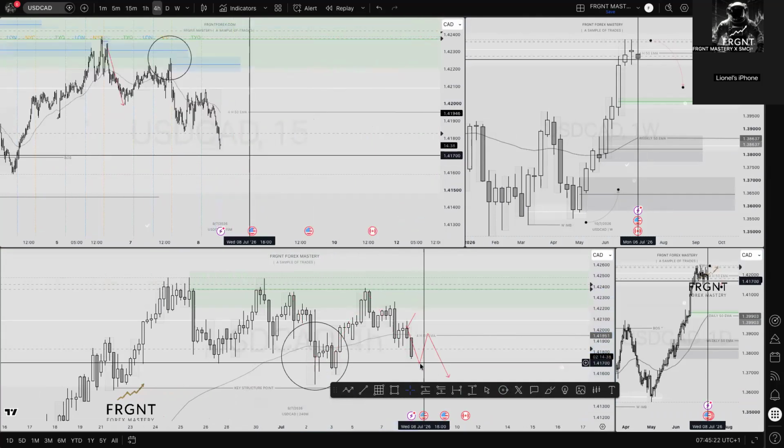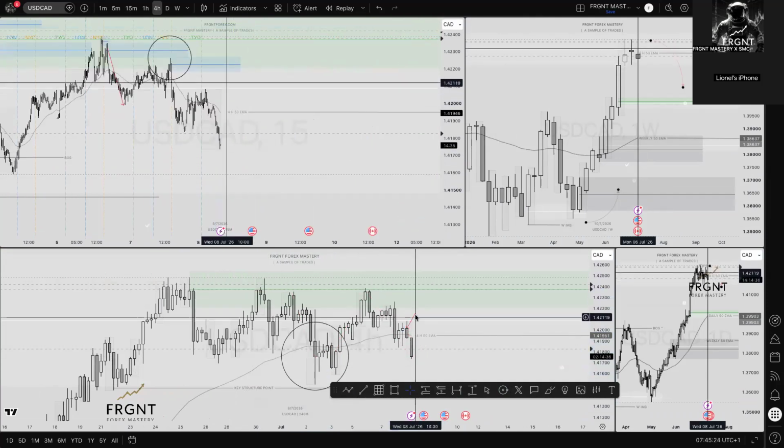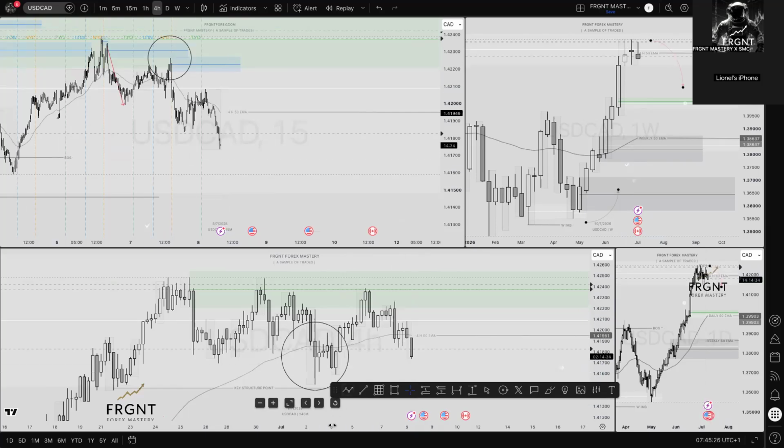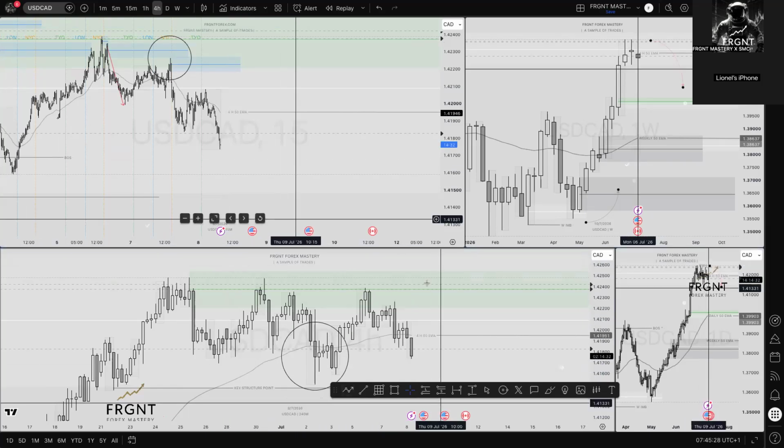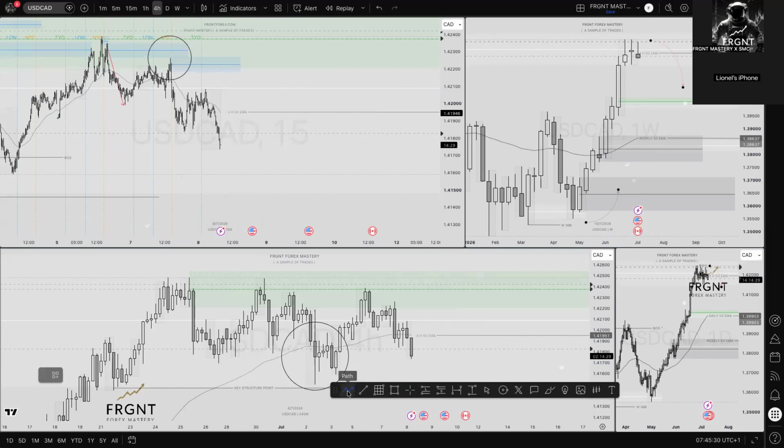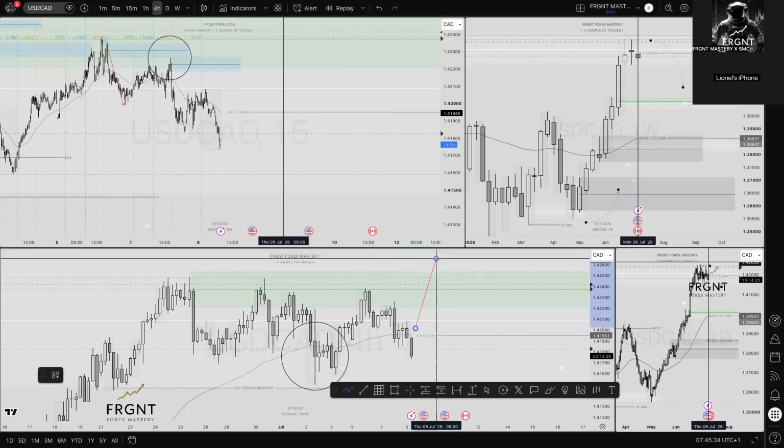Does it make sense based on what we're looking at on the DXY? I believe so. So I'm going to continue to roll with that until proven otherwise. And what being proven otherwise would look like, to me at the moment, is price breaking above that 4-hour order block towards the upside, and a daily candle closing above that daily order block. Until I have that, I will be sell bias on US dollar CAD.